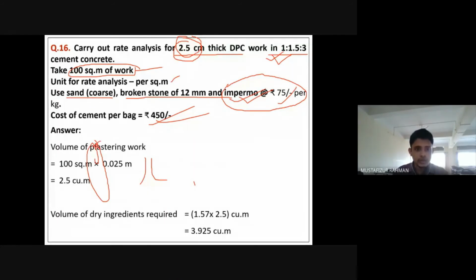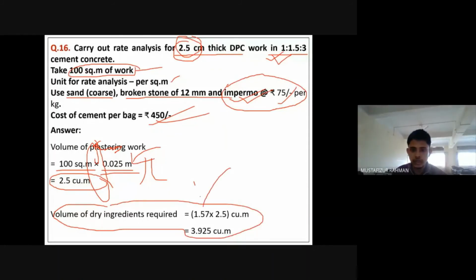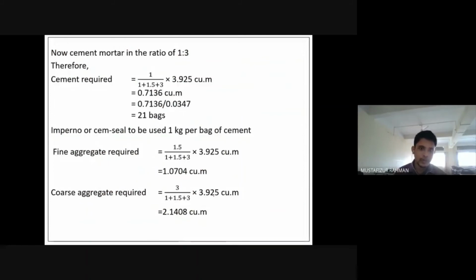I wrote this plastering, this is the wrong part. Okay, this is correct. 100 square meter, and this is the thickness of the DPC. This is the total volume of work, and then the total volume of work is being increased by multiplying with the shrinkage factor for concrete 1.57. Now on that volume we shall calculate what are the cement, sand, and coarse aggregates required.